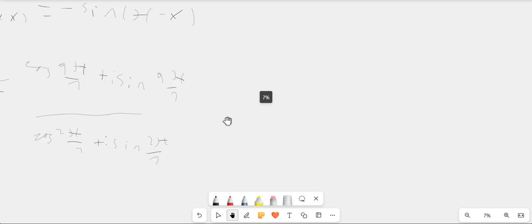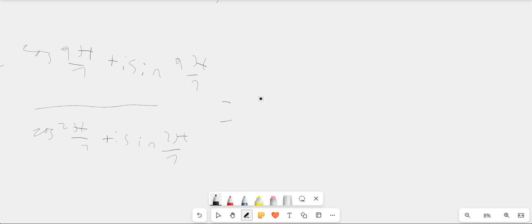So basically that's e to the power of 9 pi over 7 i over e to the power of 2 pi over 7 i. So 9 pi over 7 minus 2 pi over 7, obviously. 9 minus 2 is 7, so that's e to the power of 7 pi over 7. Obviously, 7 over 7 is just 1, so it's e to the power of pi i, which is equal to negative 1.